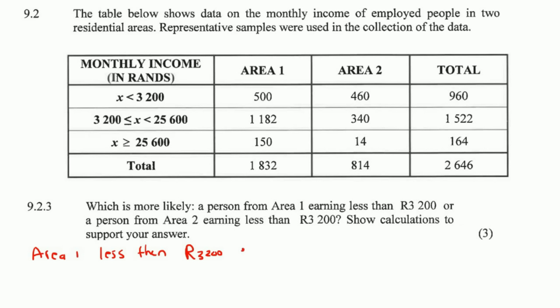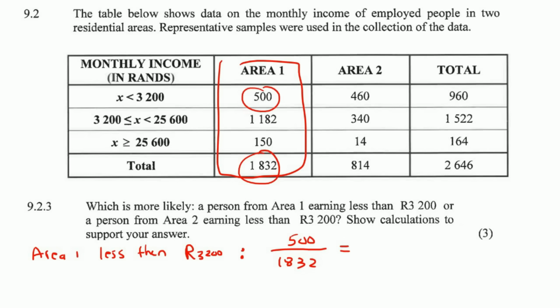So for this one, we're only going to use the area 1 people. We're not going to use everyone. So that's 1,832 people. Earning less than 3,200 rand would be 500 people. And if you work this out as a decimal, we get 0.27.